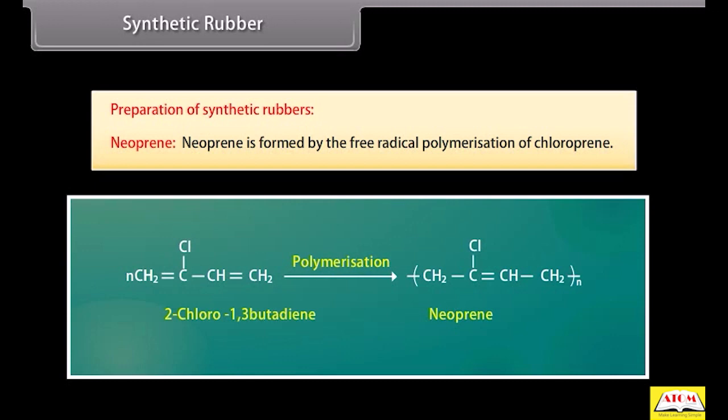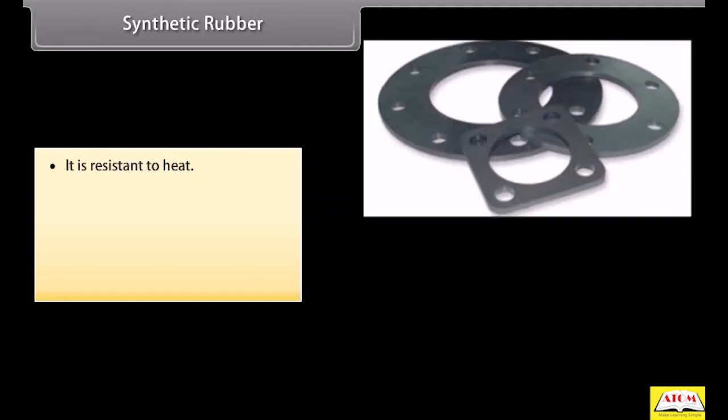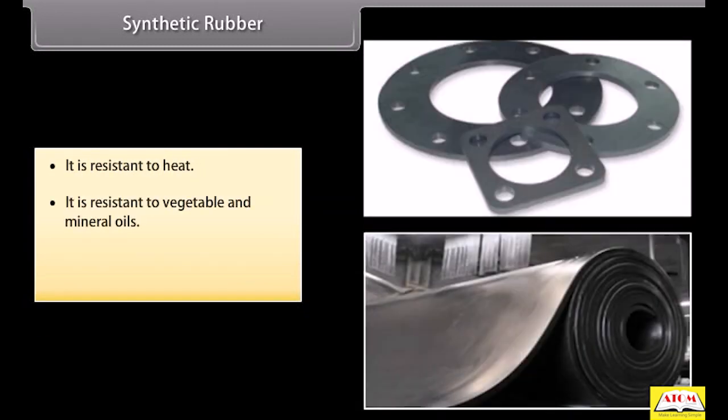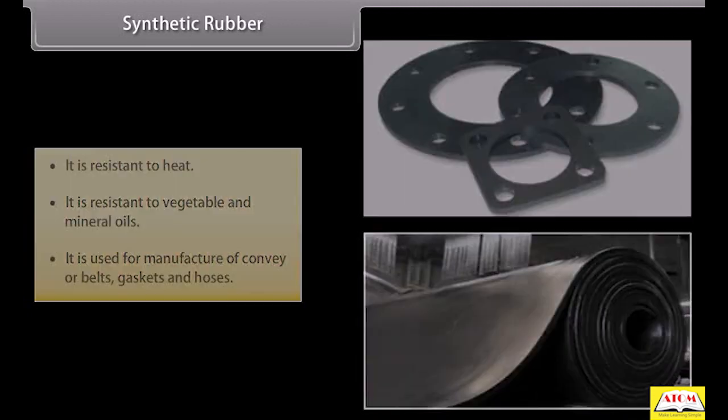Neoprene is formed by the free radical polymerization of chloroprene. It is resistant to heat. It is resistant to vegetable and mineral oils. It is used for manufacture of conveyor belts, gaskets and hoses.